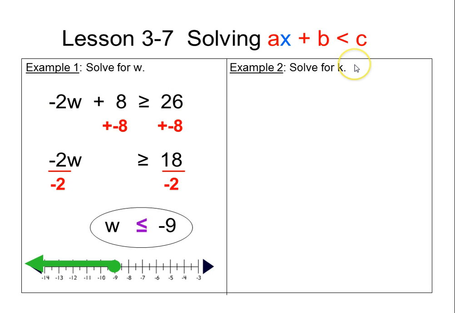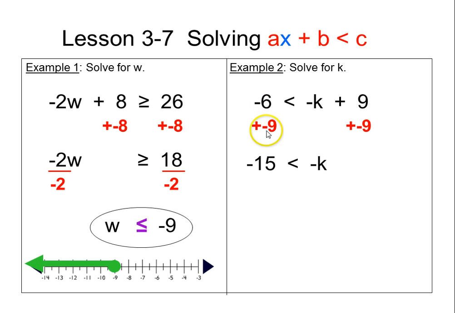Another example, solve for k. Example 2, we have negative 6 is less than negative k plus 9. Again, I'm going to solve this as if it was an equation. The first thing I'm going to do is add negative 9, or subtract 9, on both sides. When we do that, we get negative 15 on the left-hand side because negative 6 minus 9 is negative 15. These 9's are gone, they canceled out. And we have negative k on the right-hand side. So we have negative 15 is less than negative k.